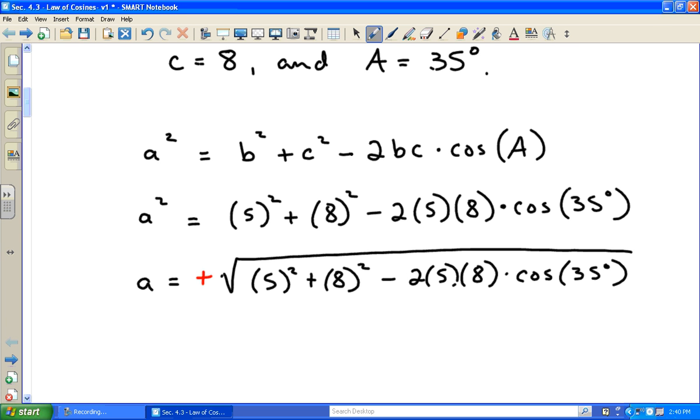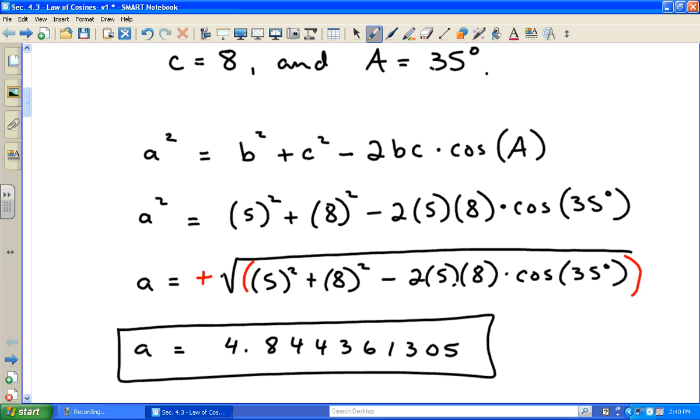Now do be careful when you're plugging this in your calculator. When you open a square root, it will actually type the first parenthesis in for you, but when you get finished, make sure you close off whatever's under the root with one extra parenthesis. Okay, if we type this in our calculator, we're going to get a equals 4.84436130. And so that's our missing side a.